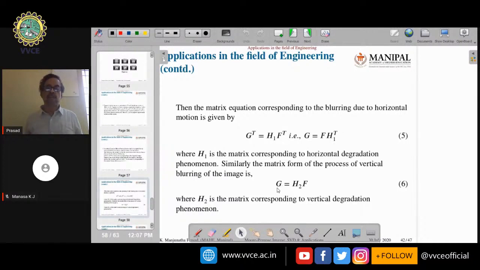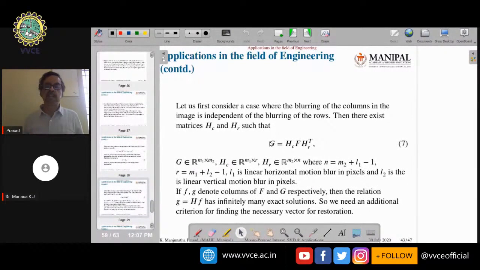Here, ultimately, G is the one that we have. Now, we are interested in obtaining this F. Here, G is actually what we obtain after this degradation along columns as well as rows, HC F HR transpose. This is what we have, G. Now we are interested in looking for the original, but it is not so easy. If HC is left invertible and HR is right invertible, then we can get this F very easily.